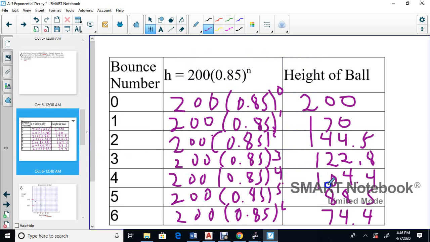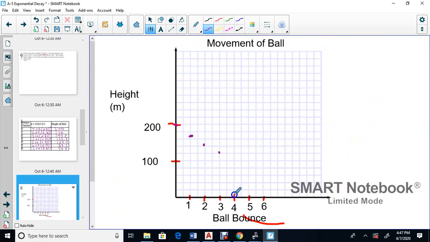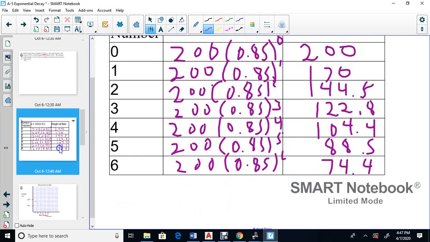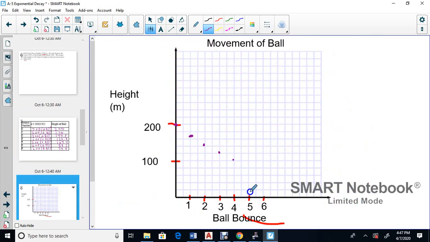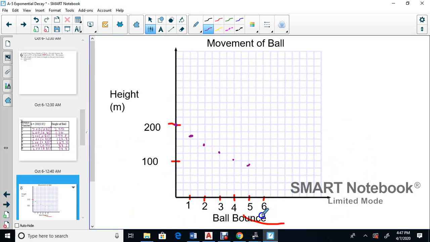Okay. Next one, we're at 104.4, but 104. So at 4 we're at 104, just over the 100 mark. Okay, at 5 we're at 88. So 20, 40, 60, 88, just about here. Okay, you just approximate. And the last one, we're at 74.4. So 20, 40, 60, 74, about here.